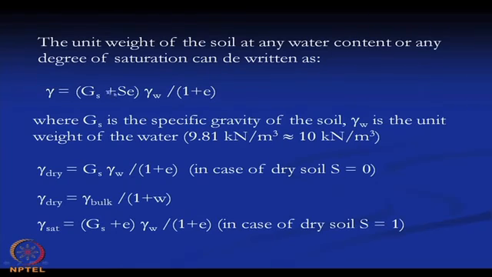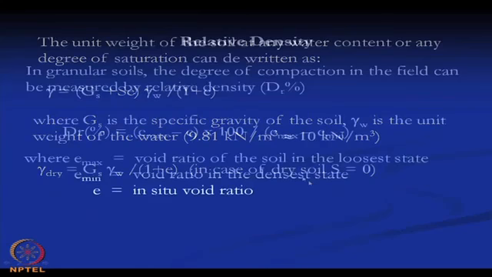Similarly, for gamma saturated, if the soil is completely saturated, then S value will be equal to 1. So, for the saturated soil, this equation becomes (Gs plus E) gamma W divided by 1 plus E, because in that case S is equal to 1.